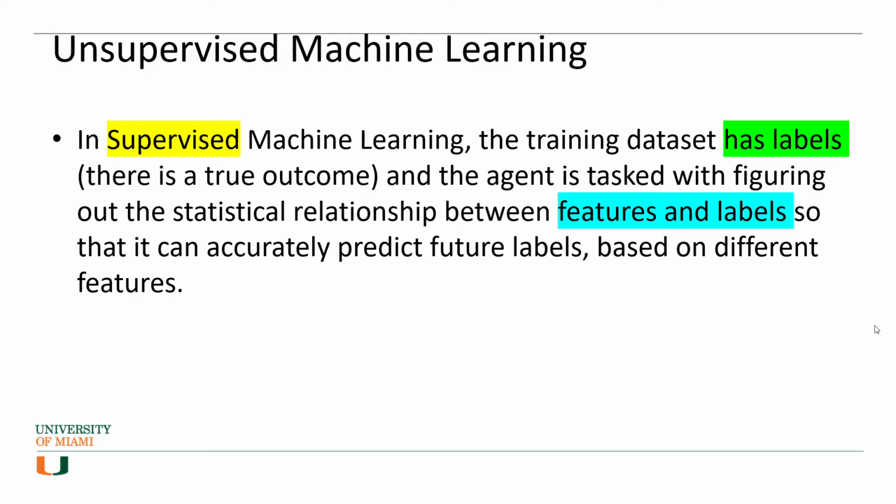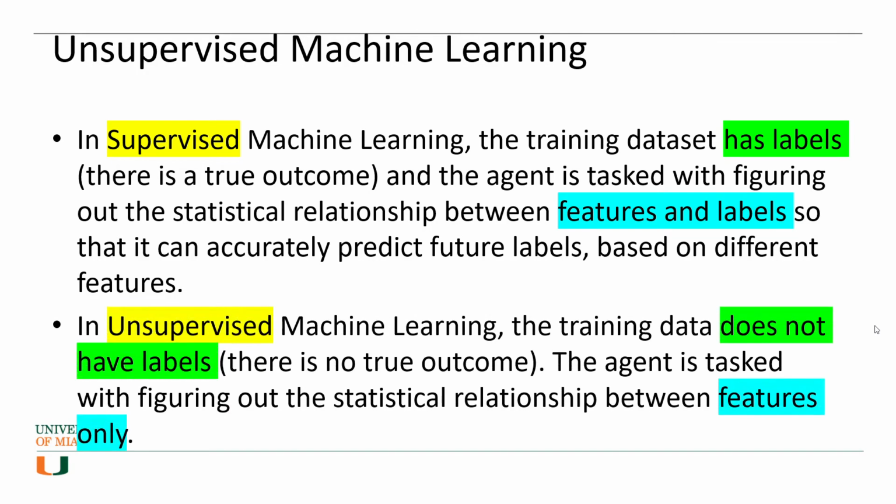The important thing here is that there is always a Y data set, or there's always a labels data set. There's always a ground truth, and our whole purpose is to get as close as we can towards that ground truth. Whereas in unsupervised machine learning, the training data does not have labels, meaning that there is no true outcome. And any machine learning algorithm that we're designing is only to figure out the relationships between the features only. So there is no ground truth to get close to.